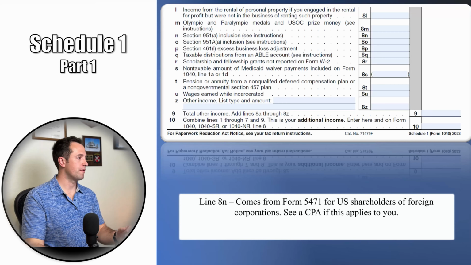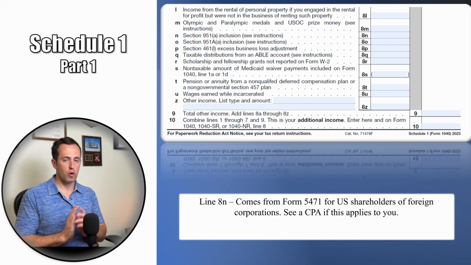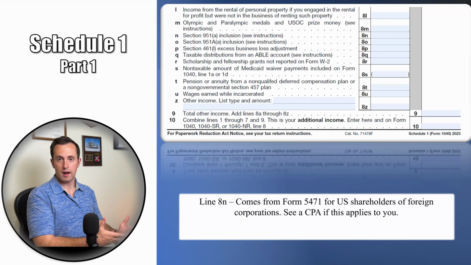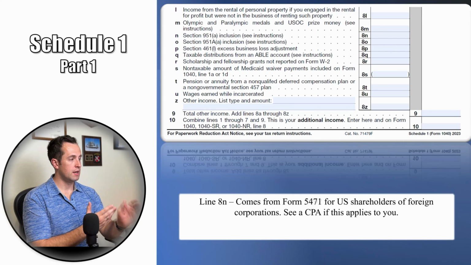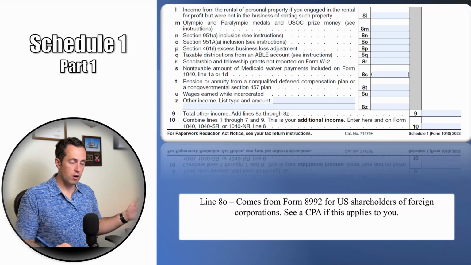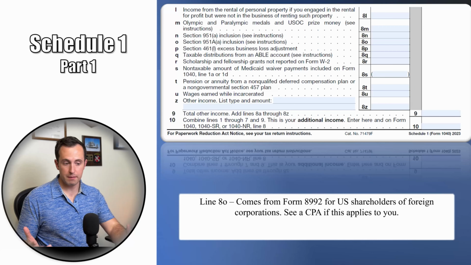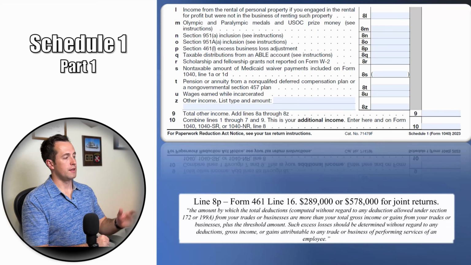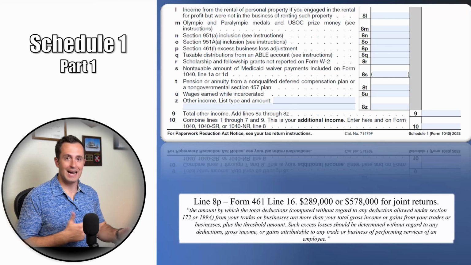8N, this is going to come from Form 5471, and this is for U.S. shareholders of foreign corporations. I didn't do the work to dive into this because it seemed pretty complex. So if this does in fact apply to you, please go to a CPA. Same kind of thing with 8O, except this one is going to come from Form 8992. Again, if this does apply to you, please see a CPA to figure out how to actually document it correctly. And then line 8P is going to come from Form 461, line 16.